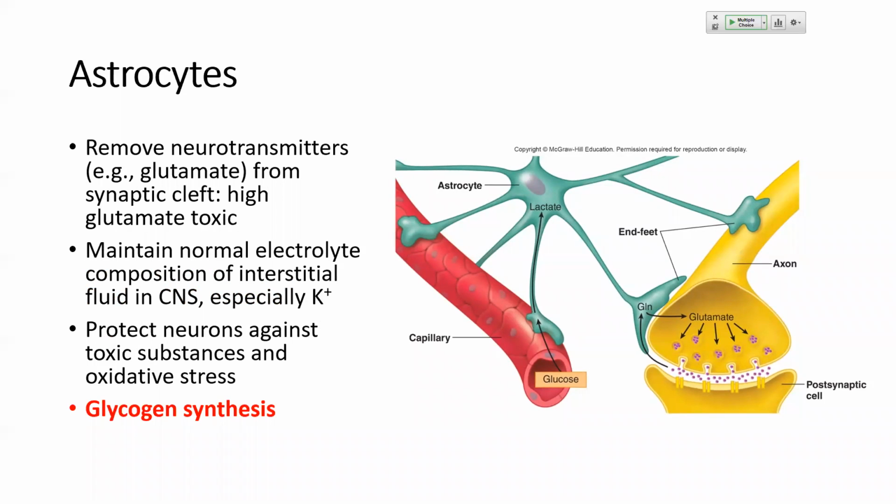They help to clean up the environment, so they remove any excess neurotransmitters. We talked about the importance of clearing the synaptic junction, clearing the synaptic cleft. After that signal has been sent, astrocytes can come and help clear those excess neurotransmitters from the junction. They also maintain normal electrolyte composition of the interstitial fluid in the CNS.